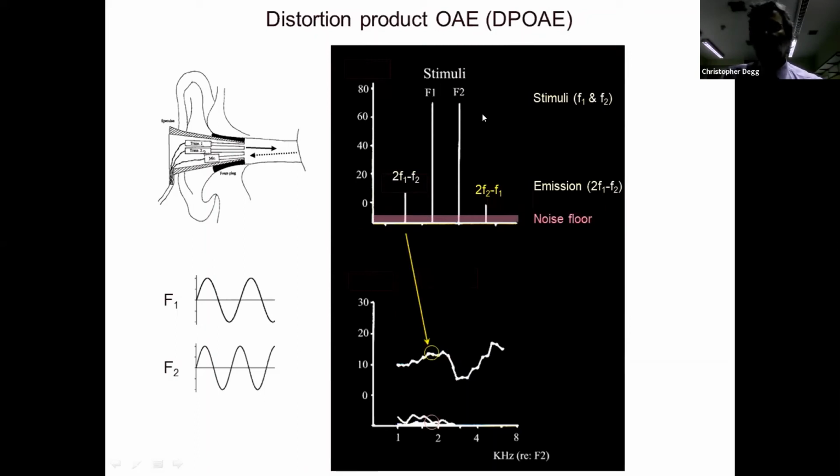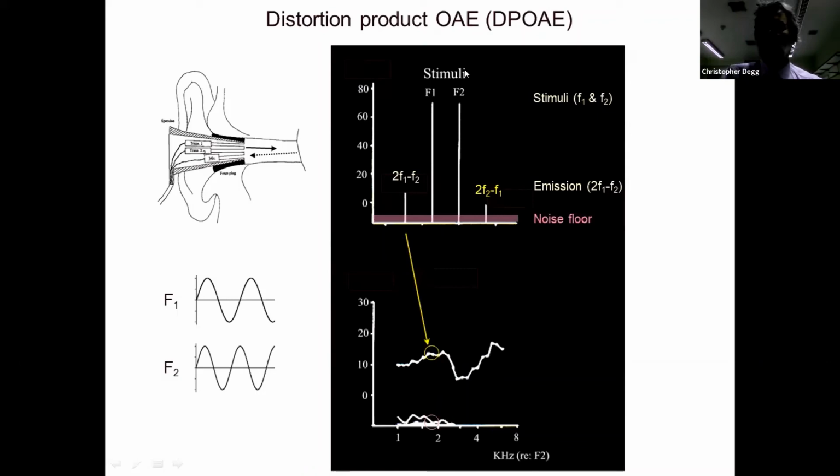The advantage of this method over the transient is because this response is a different frequency to the stimuli, we can record this at the same time as stimulation. So we can put more energy into the cochlea. We don't have to stop and wait. And so we can get responses from the hair cells at higher levels of damage than we can with the transient.